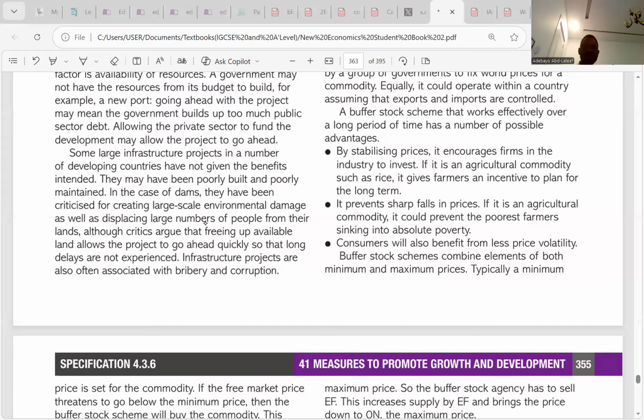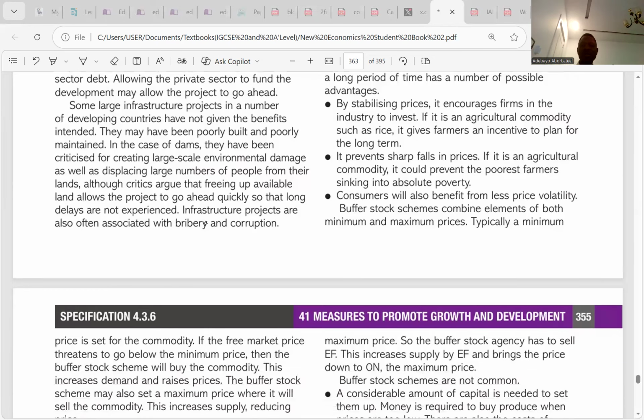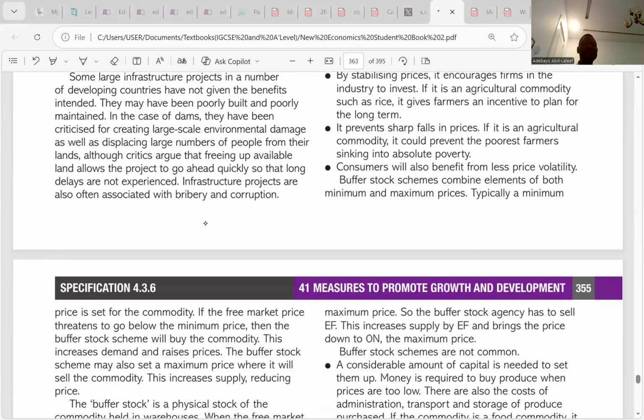Do you understand? The supply is excess. There's excess in the market. So the excess is what the government will buy, and that is what the buffer is about. Do you understand? Yeah. So that makes farmers not to move towards absolute poverty. The third one, consumers will also benefit from less price volatility.